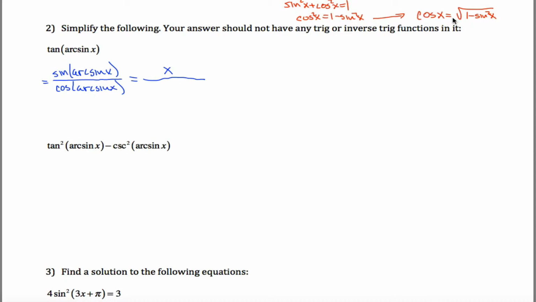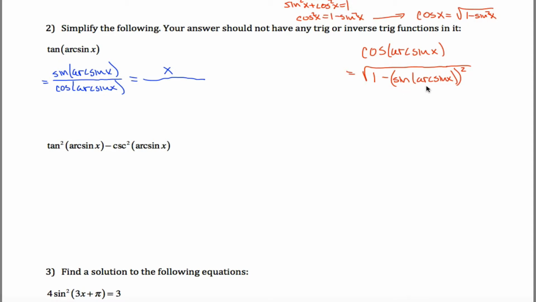And yes, there should be a plus or minus in there, but the pluses and minuses will take care of themselves with the restrictions that I put on these inverse trig functions. Okay, so cosine of arc sine of x, which is what I have in the denominator here, that's really just the square root of 1 minus the sine of the arc sine of x, and then this whole thing is squared.